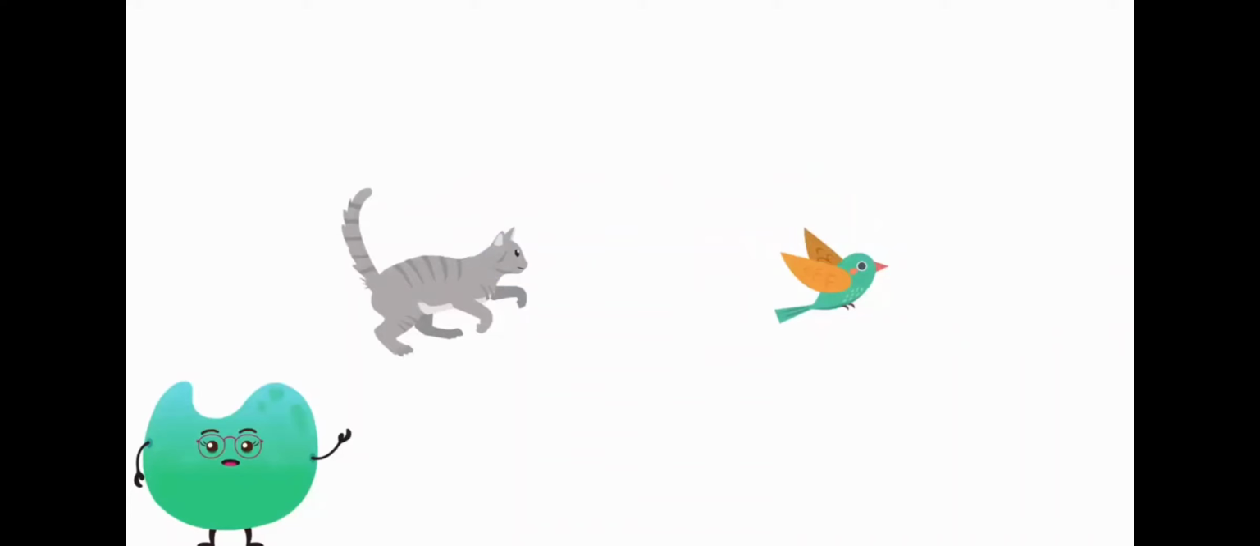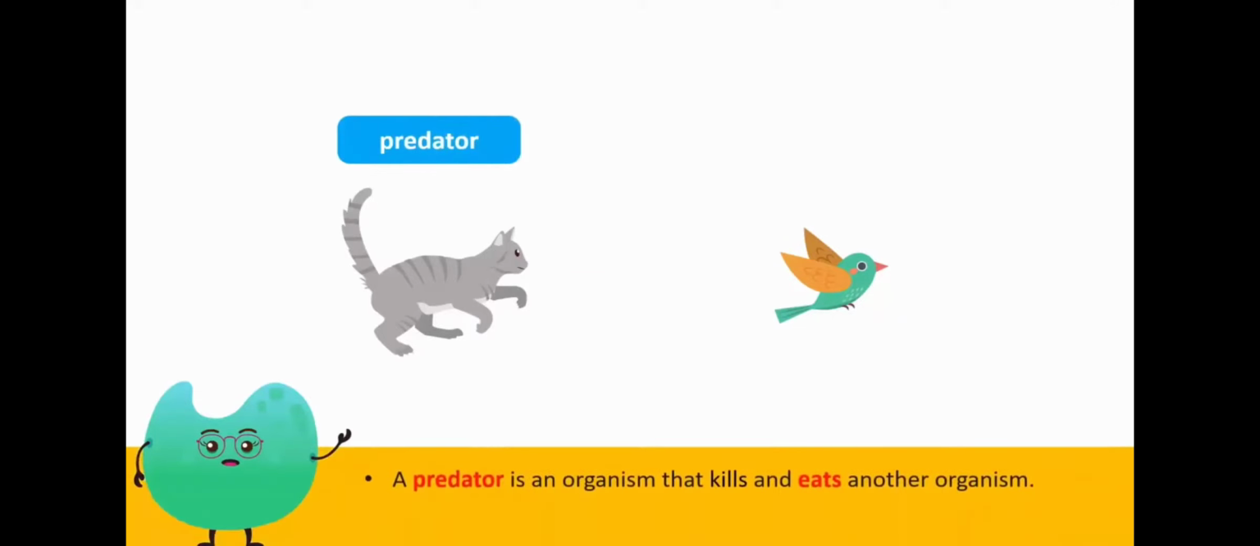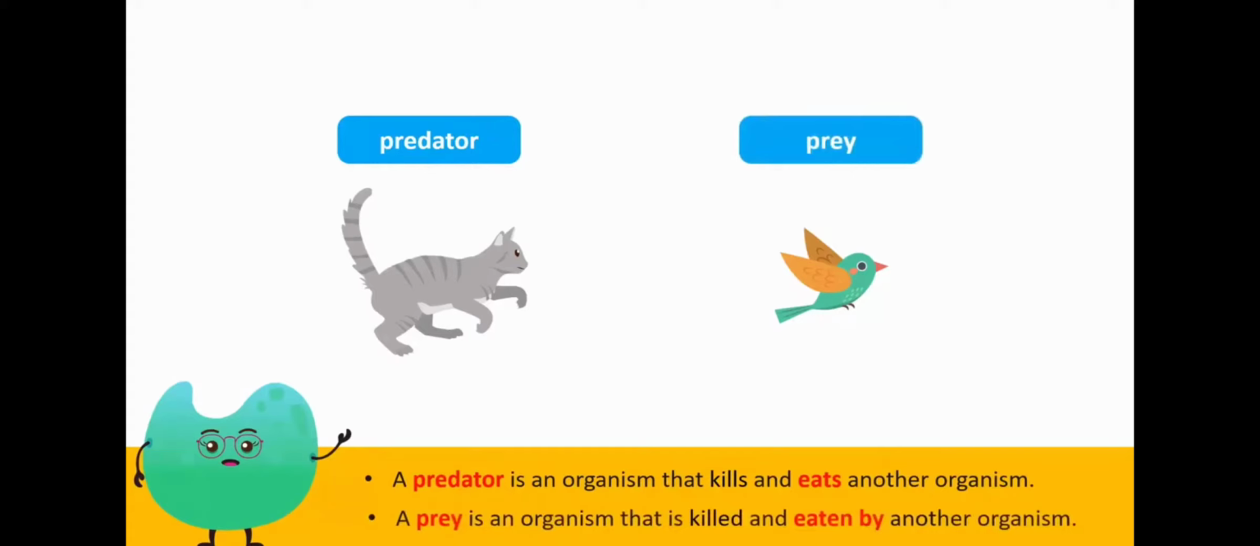For example, let's look at the cat and bird. In this process, the cat is a predator. A predator is an organism that kills and eats another organism. The bird was the organism that was killed, so it is the prey.